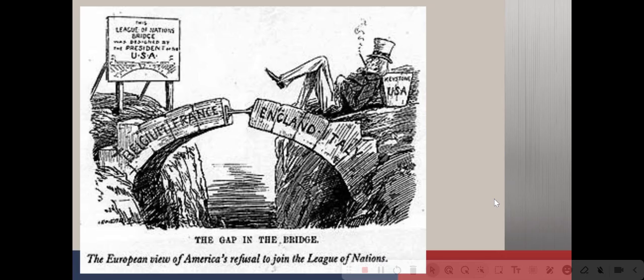So this poster, or this political cartoon, is supposed to show what's wrong with the League. So the League is the bridge here. That's all the nations that are joining in. And if you know anything about architecture, to build an arch, you have to have a keystone, and that's the stone in the middle that holds everything together, so it doesn't collapse. And you can see the keystone is the United States. Uncle Sam, he's leaning on it. We're not joining the League, and the League is going to collapse in on itself.